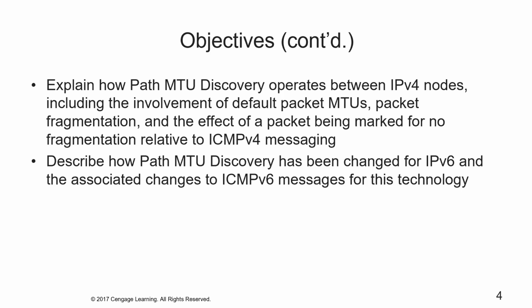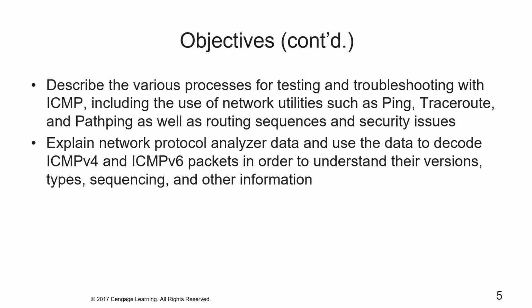We're going to look at PMTU discovery and how it operates between IPv4 nodes and the involvement of the default packet MTUs, packet fragmentation, and the effect of a packet being marked for no fragmentation relative to ICMPv4 messaging. We'll discuss how Path MTU discovery has been changed for IPv6 and the associated changes to ICMPv6 messages for the new technology. We're going to talk about the various processes for testing and troubleshooting with ICMP.